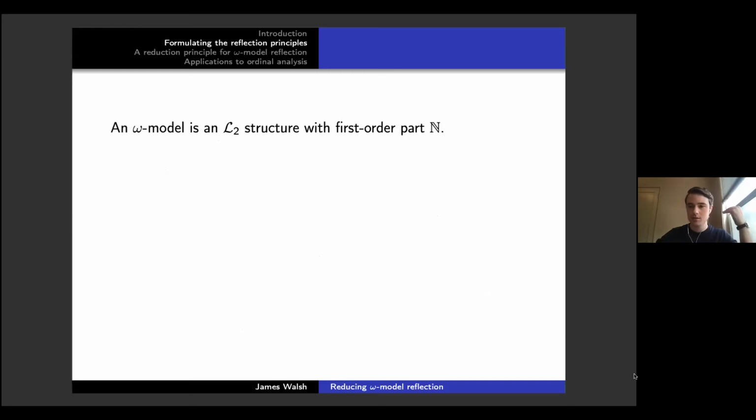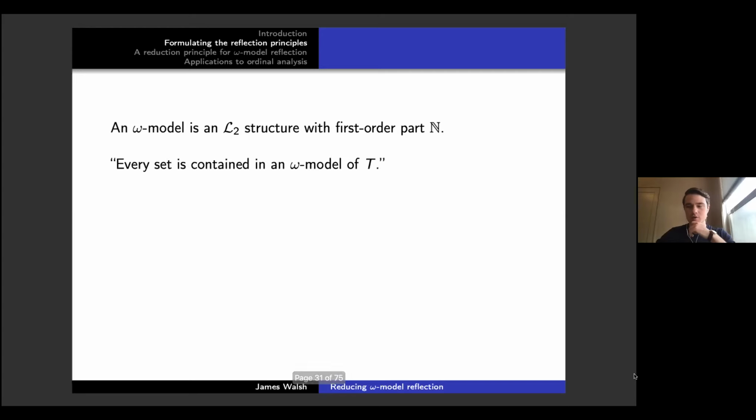So what about the semantic principles that we're interested in? So remember that an omega model is an L2 structure. That is a structure for the language of second order arithmetic with a standard first order part. So the first order quantifiers are ranging over n, and the first order functions are standardly interpreted. The second order part of an omega model is going to be some subset of the power set of n.